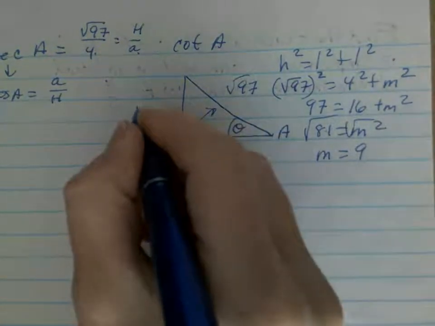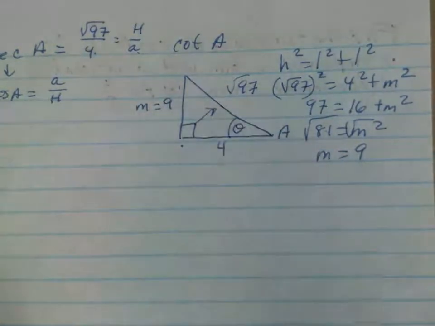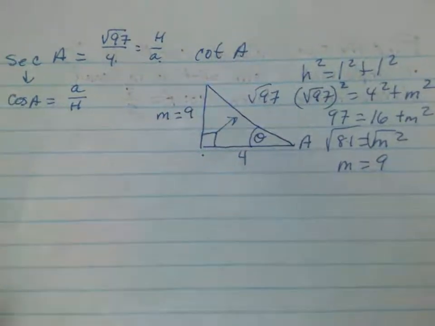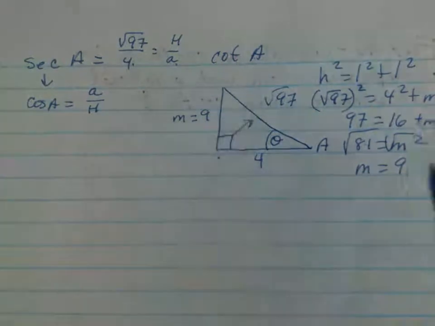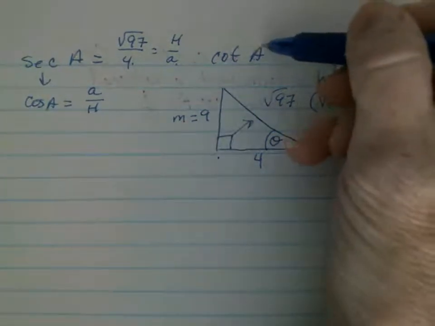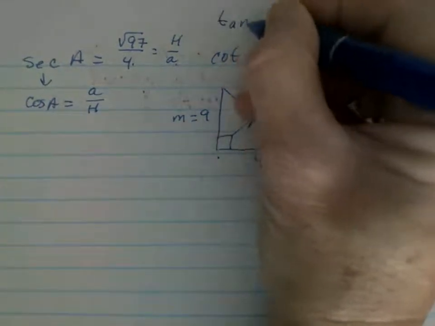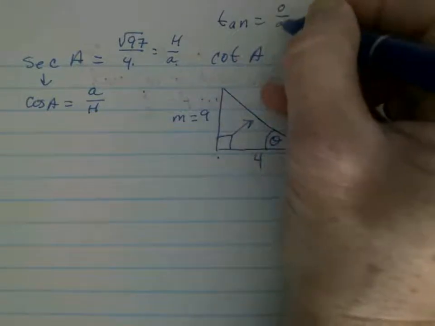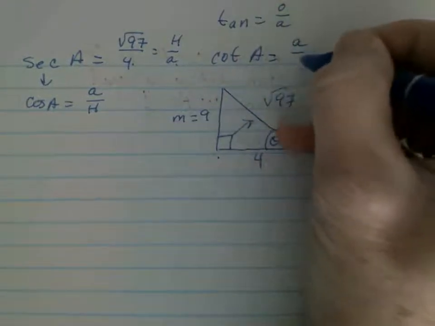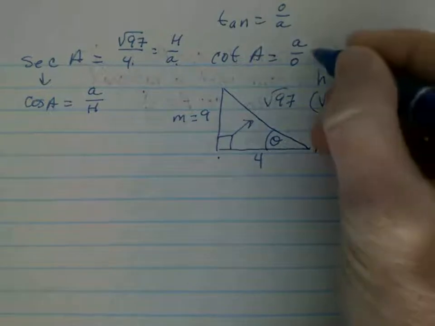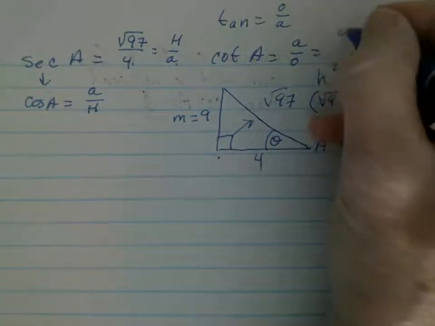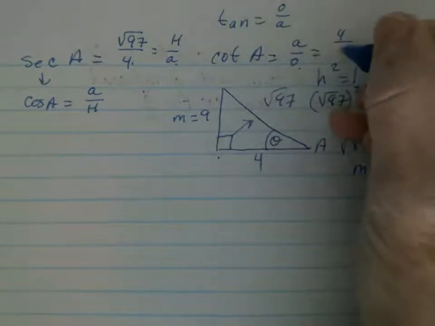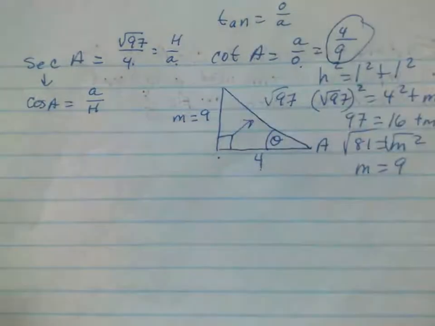So let's label that up. That's m and that is 9. Okay, so the last step is to look at the ratio that they want. They wanted us to find the cotangent. This is the reciprocal function of tangent, and tangent is opposite over adjacent. So this one will be adjacent over opposite. Go back to the triangle, find the adjacent. We have that labeled as 4. The opposite is 9, and we are finished with that one.